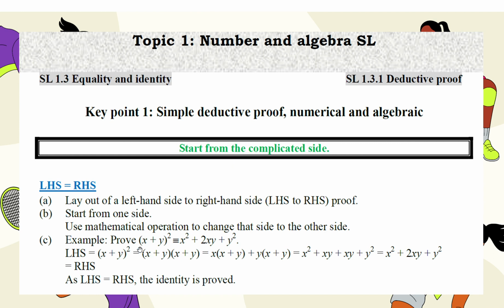For example, prove (x + y)² is identical to x² + 2xy + y². You remember this square identity? Start from the left hand side because you can do operations on it easily, right? Just write it as two brackets, expand it, expand it again, combine the terms, and that's it. So left hand side equal right hand side, or right hand side equal left hand side, is the deductive proof of identity.